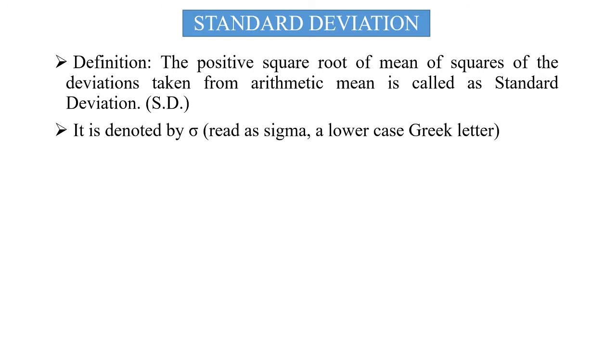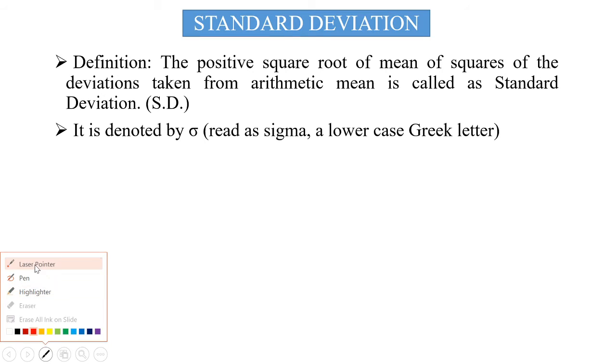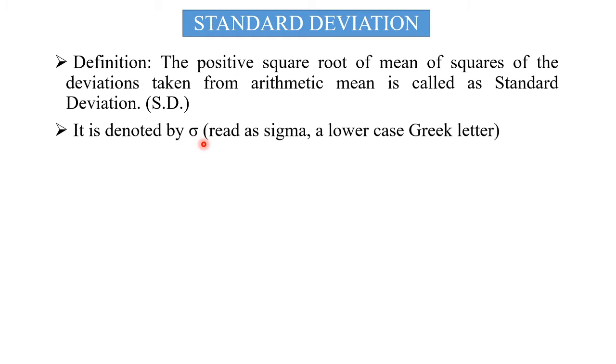Students, today we learn standard deviation. Definition of standard deviation: the positive square root of the mean of the squares of the deviations taken from the arithmetic mean is called standard deviation, SD. It is denoted by sigma, read as sigma, a lowercase Greek letter.